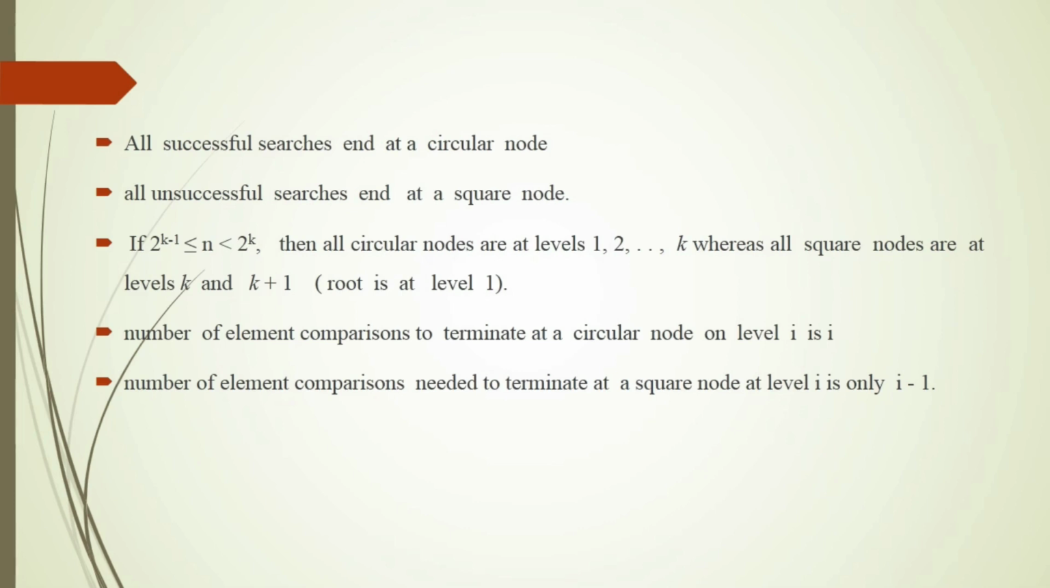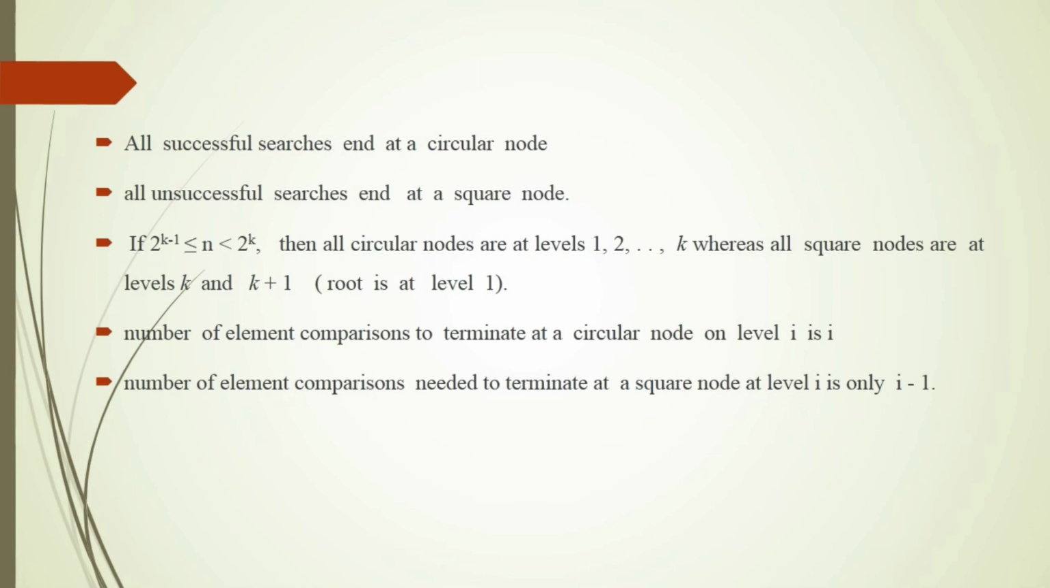The proof of the theorem: the successful search for a key element will always end at a circular node. That is already seen in the binary decision tree taken for our example. Unsuccessful searches will end at a square node.